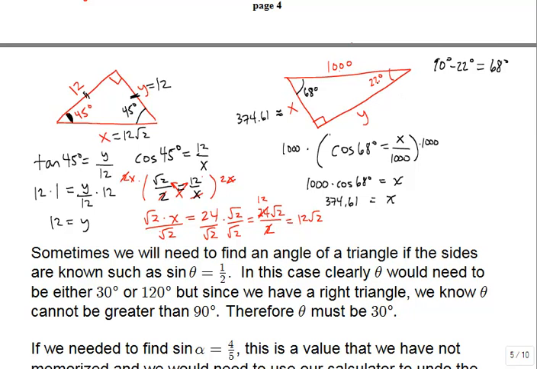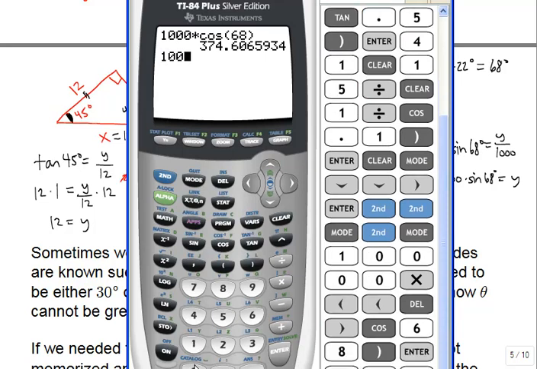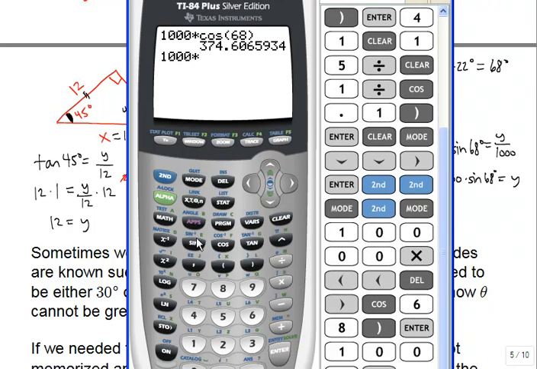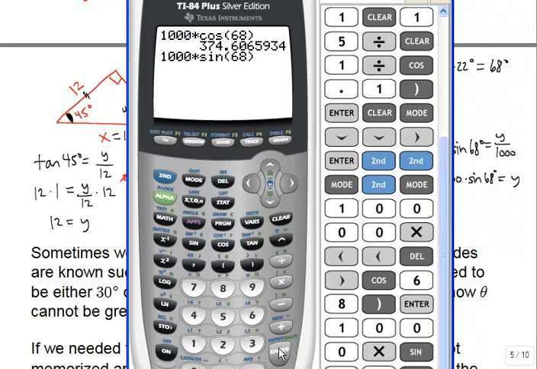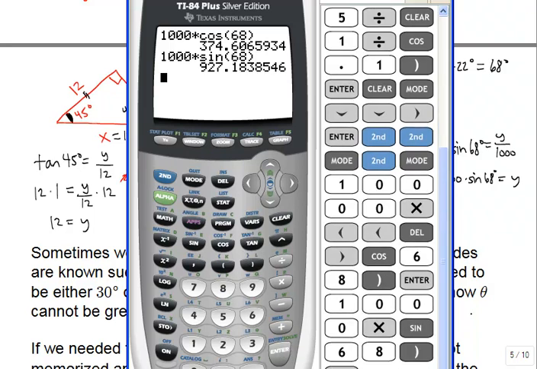Now we're going to do that all over again, but this time we're going to do it for y. To find y, in order to use that 68-degree angle again, y is opposite, so I'm going to need something that refers to the opposite side and that hypotenuse 1,000, so we need a sine. So sine of 68 degrees would be the opposite side y over the hypotenuse, which is 1,000, and if I multiply that 1,000 on both sides, then we're looking for whatever 1,000 times sine of 68 is. So we get 927.18.